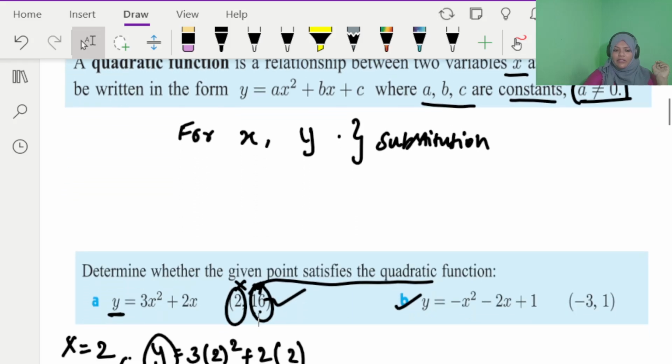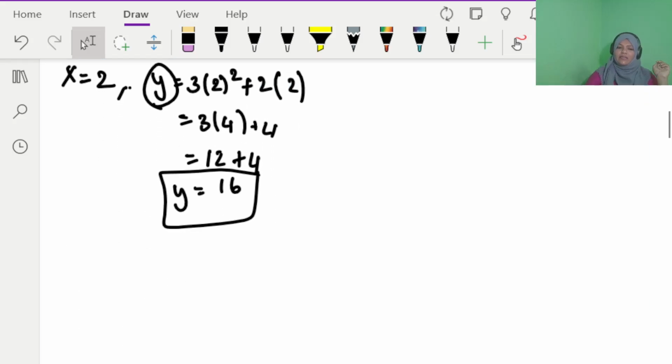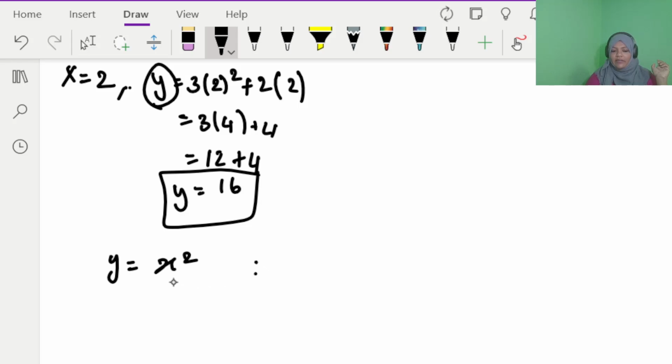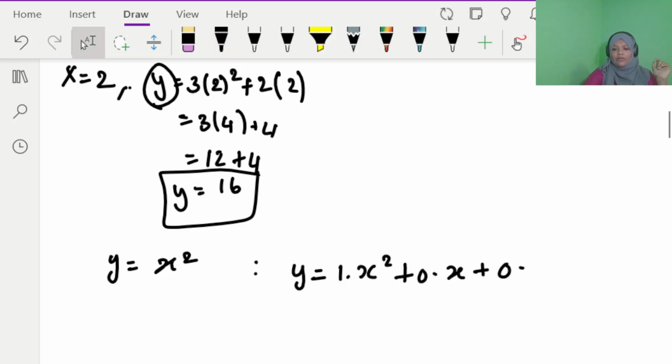So basically, we'll stick to the easiest form of quadratic function, so-called y equals x squared. When you put it into the general format, it will be y equals 1 times x squared plus 0 times x plus 0, where your b and c will be 0 in this case, and our coefficient of x squared is nothing but 1. So the simplest quadratic function is y equals x squared.